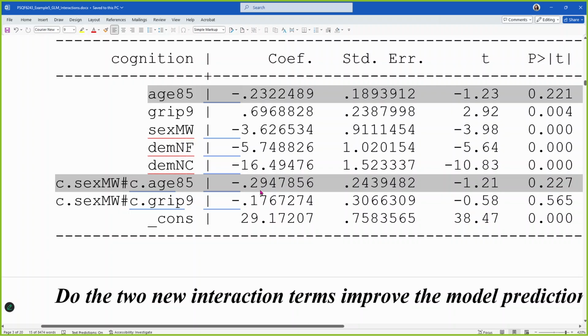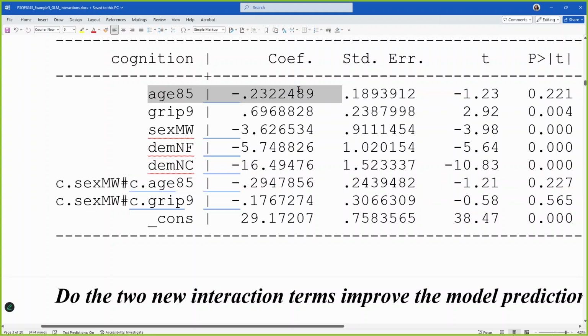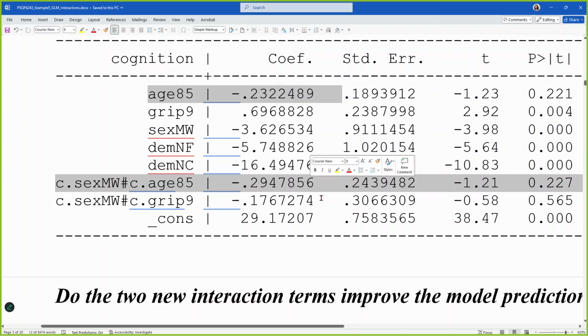Yeah, the signs match. So this is a strengthening, this is a more. And since the signs are negative, this is more negative. In other words, the age slope becomes significantly stronger, more negative, by 0.29, or non-significantly, 0.29 in women. So this is what it is in men. This is how different it is in women. To get to what it would be in women, we would add these 2 things together.